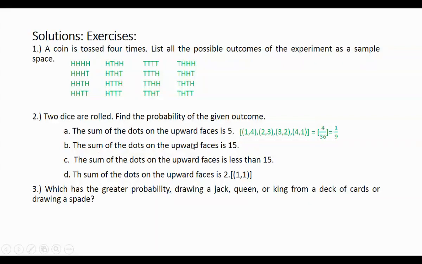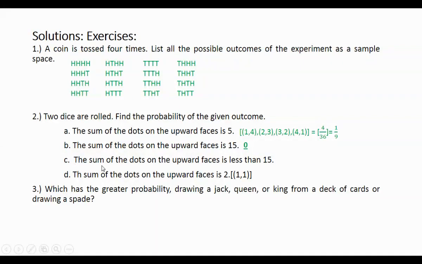Now, for the sum of the dots on the upward faces equal to 15, this is actually impossible. So that is why the answer here is 0. Why? Because the maximum number on each die is 6. So we have 2 dice, and the maximum sum that we can have for 2 dice is only 12. So we cannot even have 13, or 14. How much more 15?